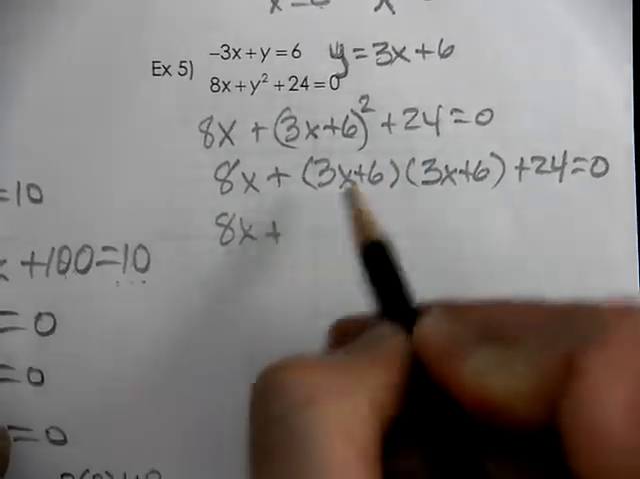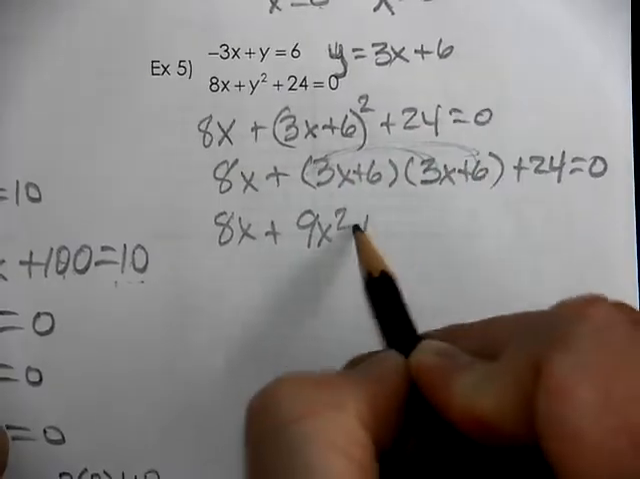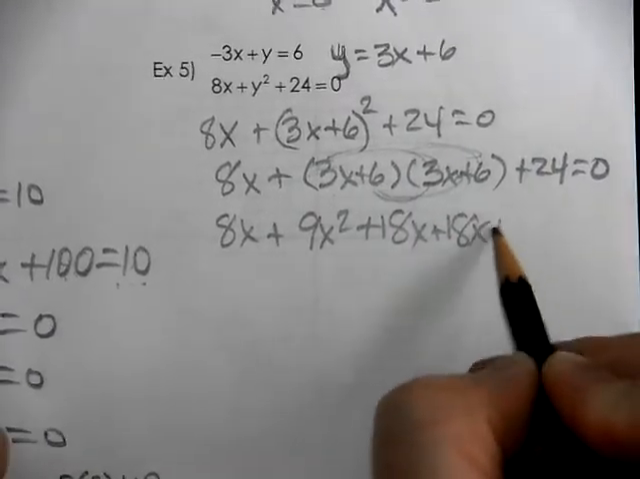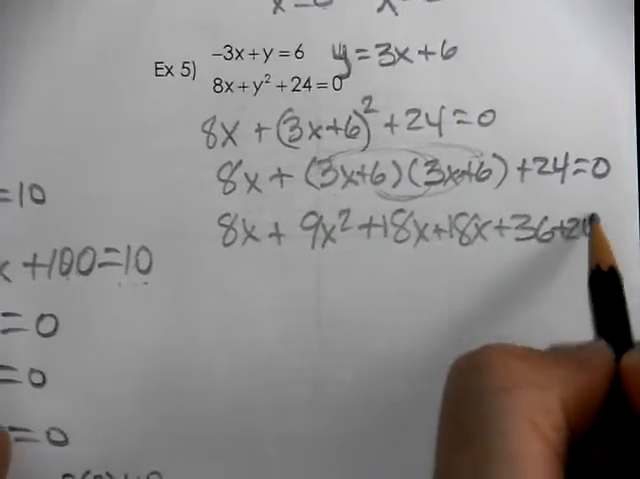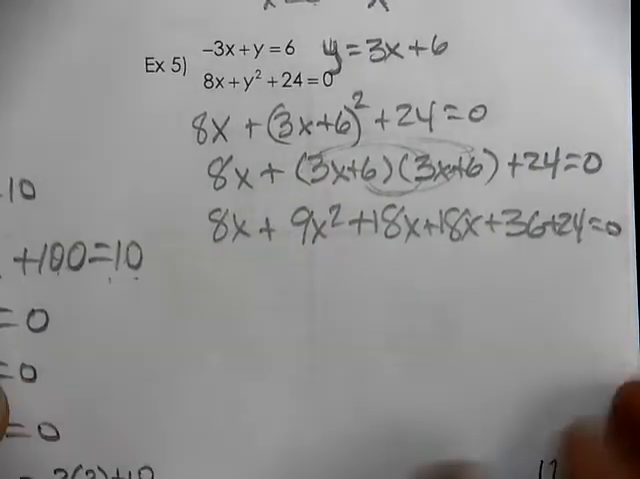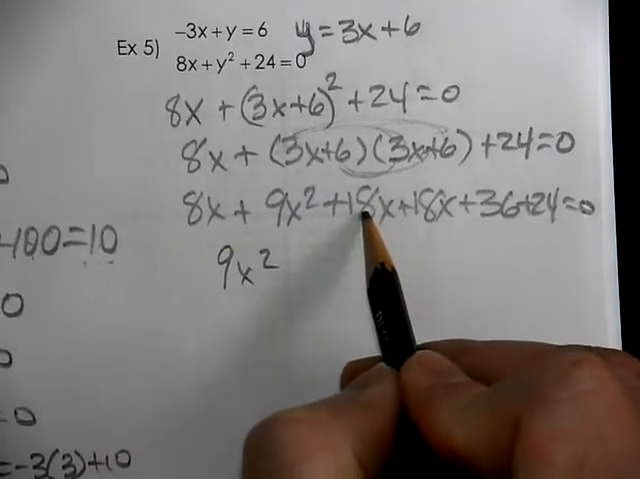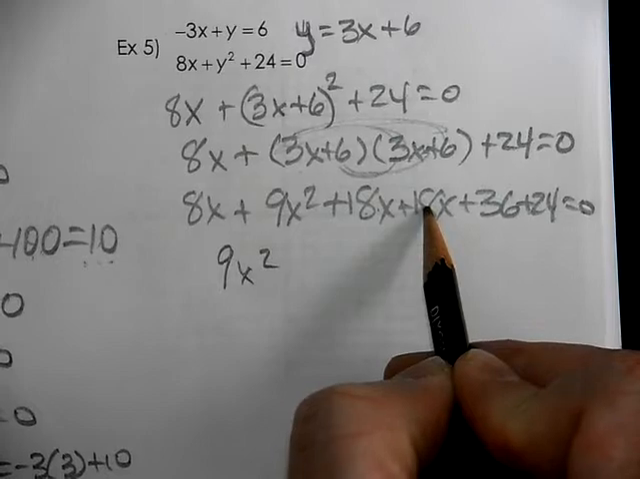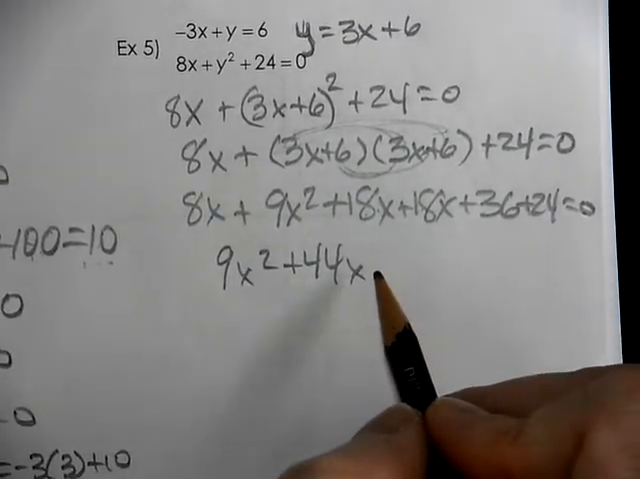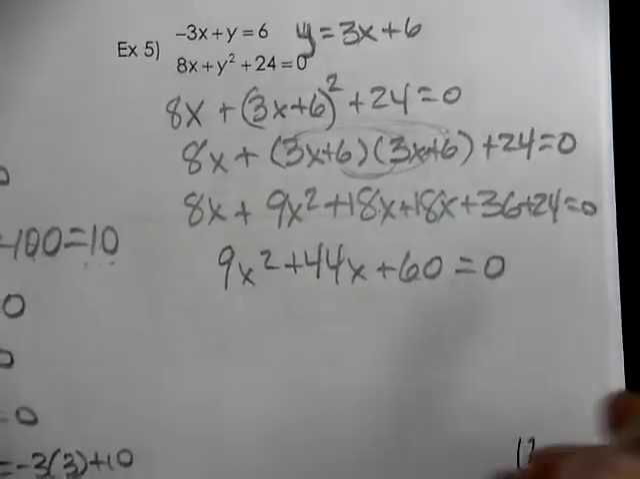So we have 3x plus 3 times 3x plus 3 is 9x squared, positive 18x, positive 18x, and 36, plus the other 24. So you notice I only have one set of x squares. I only have the 9x squared. Then I have 18 and 18, which is 36. So that gives me 44 x's. That gives me 60 constant numbers.